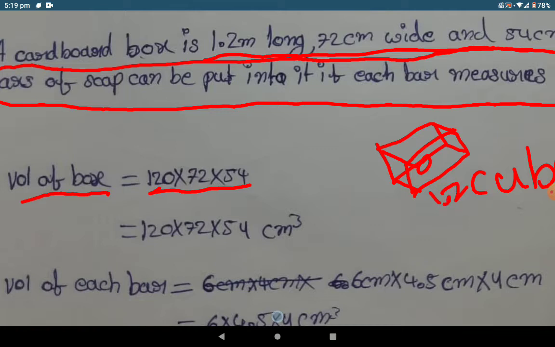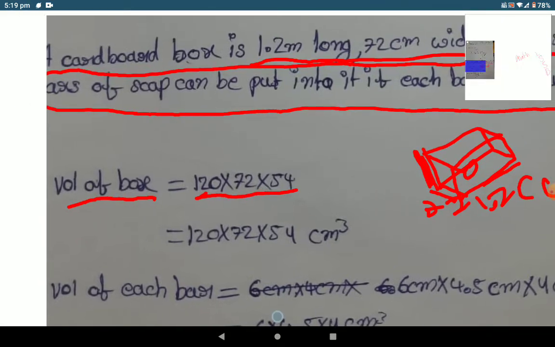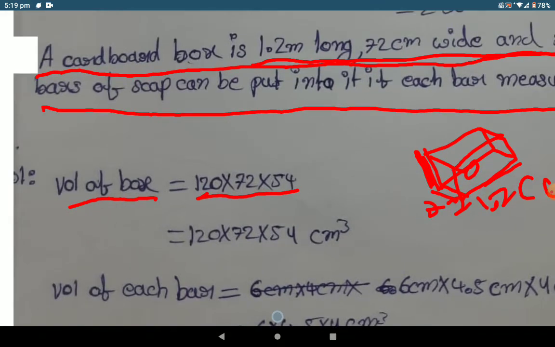One of its sides is 1.2 meters long and 72 centimeters wide, and it is 54 centimeters high. This is the height. So that means it's a cuboid. And how do we find the volume of a cuboid? It is L into B into H. So that is what we did here: 120 into 72 into 54.